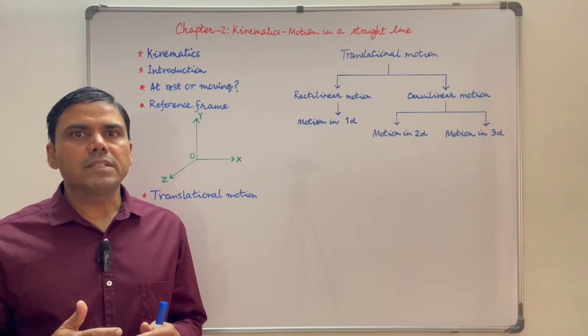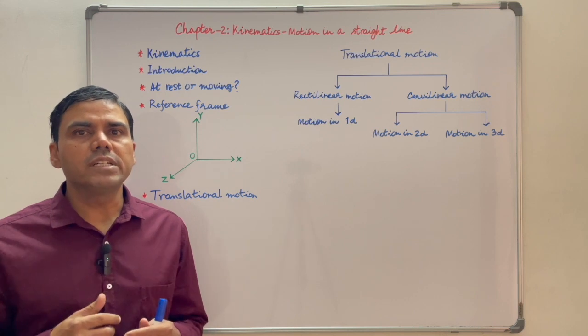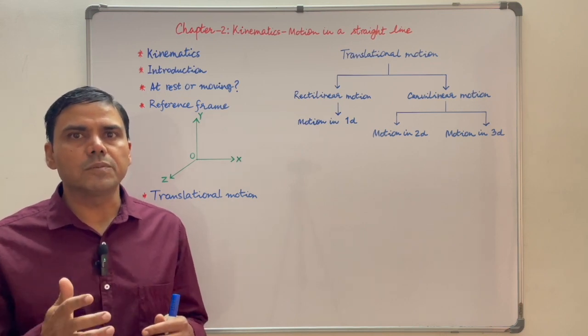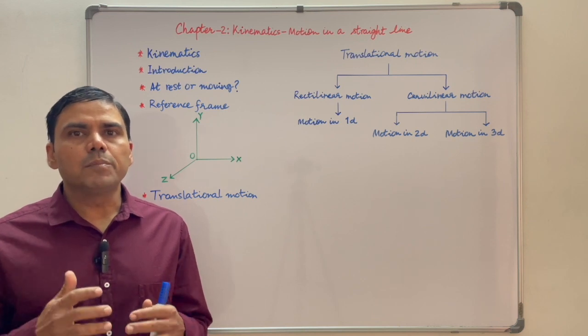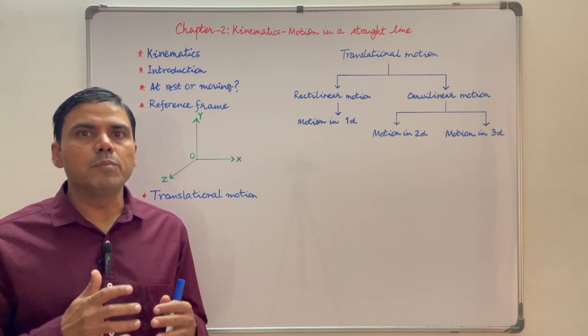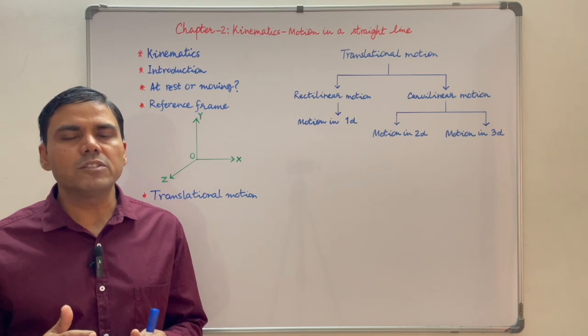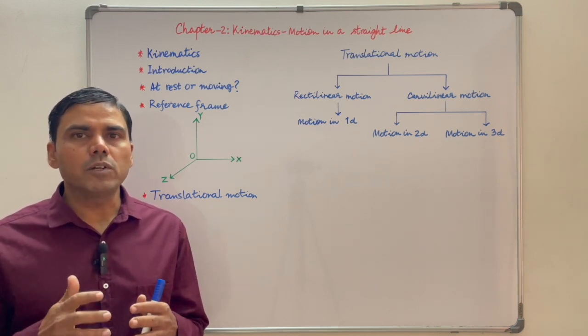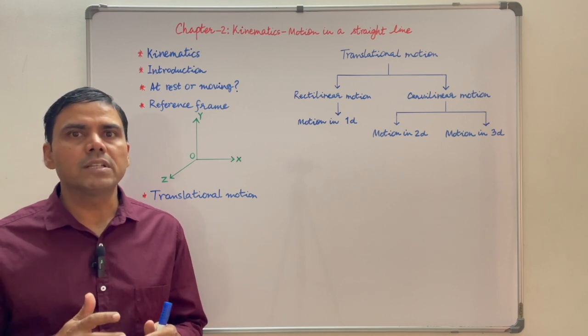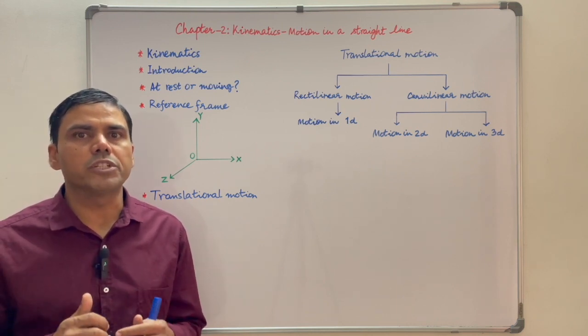We are starting kinematics today. There are two chapters in it. First, this one, motion in a straight line, and the next one, motion in a plane. So what is kinematics? Kinematics is the branch of mechanics which deals with the motion of objects without reference to the forces that cause the motion. Means in kinematics, we will talk only about the motion of the objects, not the forces which cause the motion.